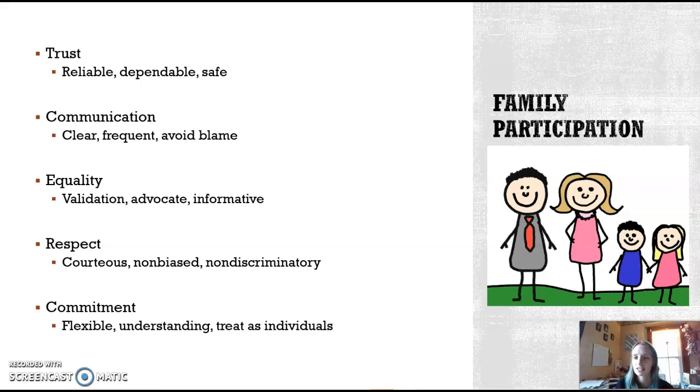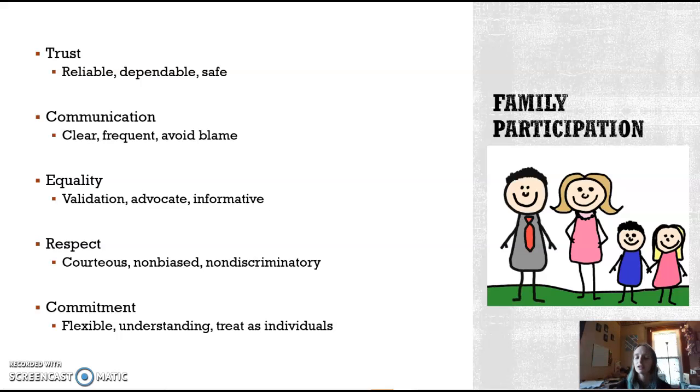Family participation is extremely important because you want everyone to feel included in their child's education. If you think about it, the children spend more time at school with the teachers a lot of times than they do at home. So it's very important that you include the family in your students' learning. And 5 different ways that you could do this are creating trust, having clear communication, showing equality, being respectful, and being committed. So for trust, you want to establish that you're reliable.